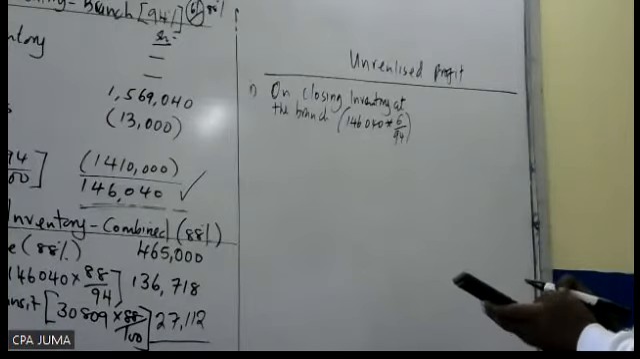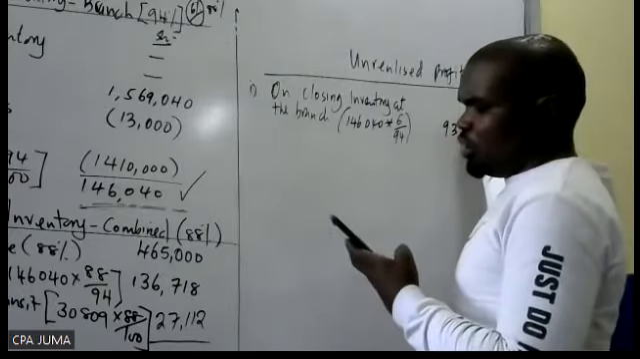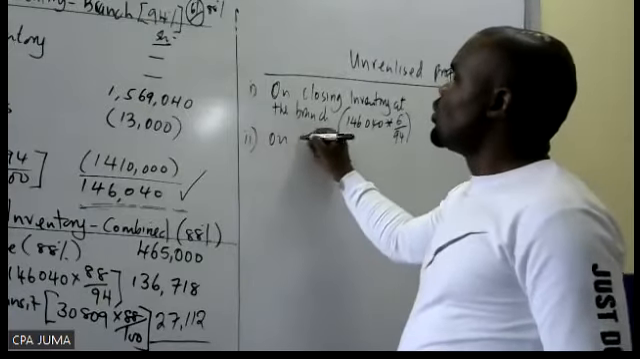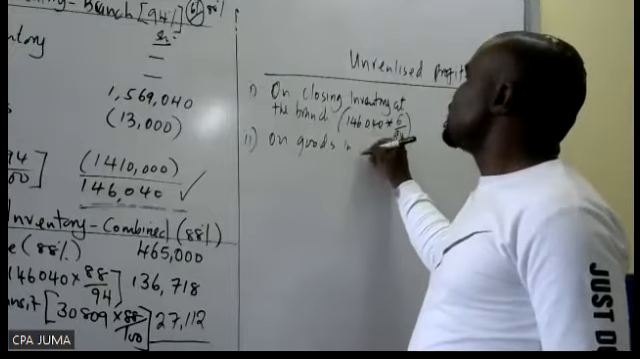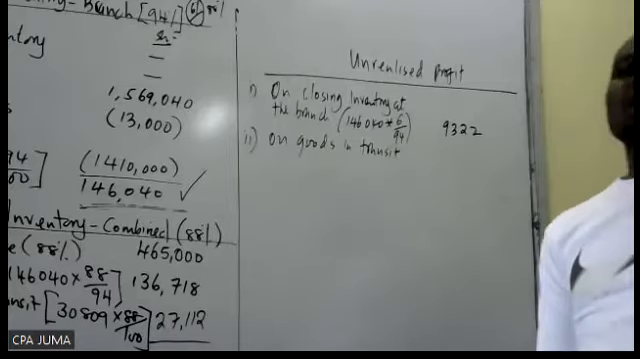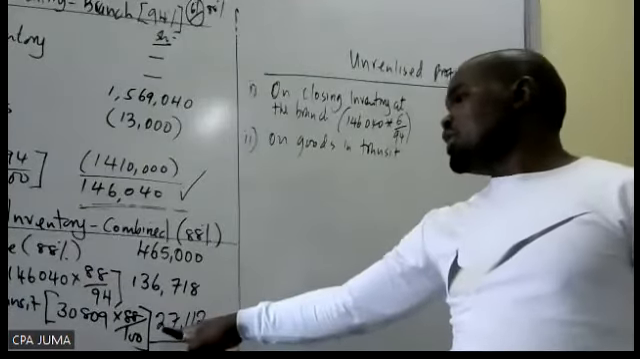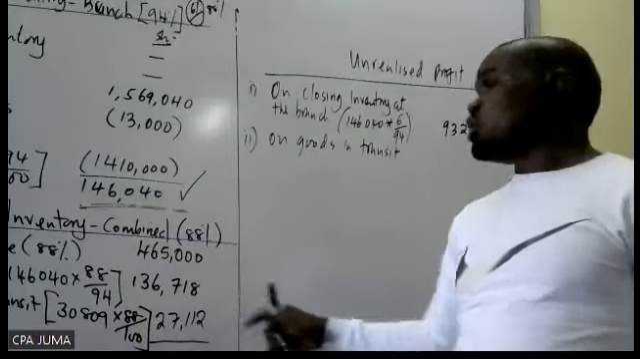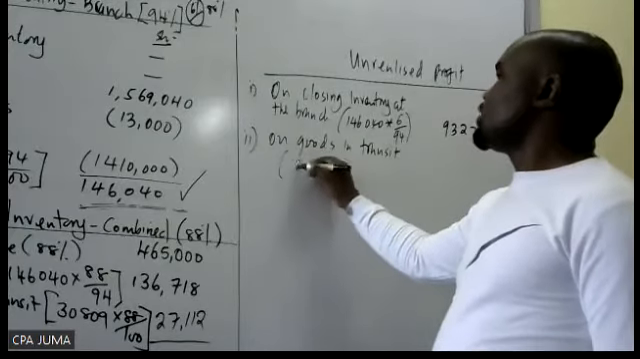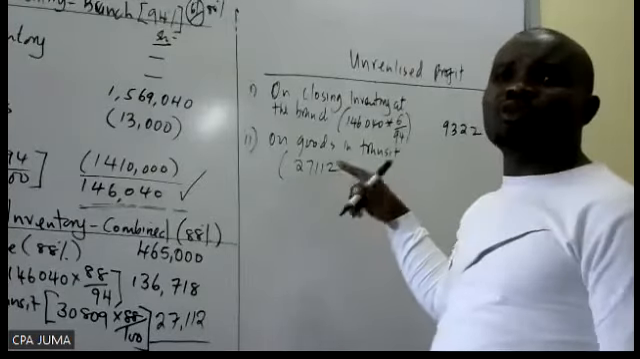So 146,040, you are saying you are getting 93.22. Then 2 on goods in transit. Remember, goods in transit, they are here: 27,112. So you will say 27,112. Though we have rounded off this one, whatever we get, we don't round off anymore.